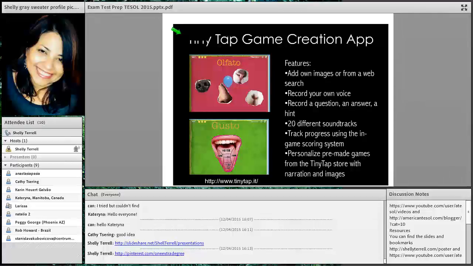If you don't want them to create their own games, then they can also look at the different exams that are on TinyTap. If you go to the website, you can play many of these different quizzes, basically, but they seem like games, and you can see how interesting and great they are.